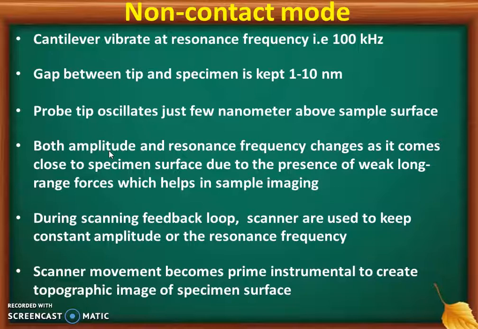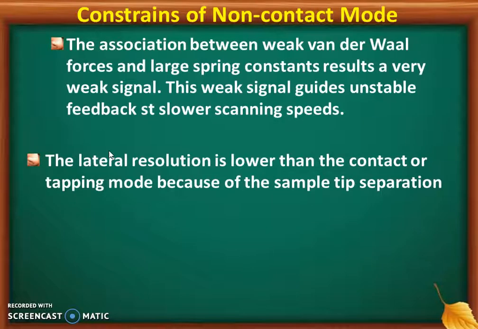During scanning, the feedback loop and scanner are used to keep a constant amplitude or resonance frequency. So scanner movement becomes prime instrumental to create a topographic image of the specimen surface. Apart from all these merits, this mode also has some limitations. The association between weak van der Waals forces and a large spring constant results in a very weak signal, which is sometimes very difficult to detect. This weak signal leads to unstable feedback and slower scanning speed. The lateral resolution is lower than contact or tapping mode because of sample-tip separation.